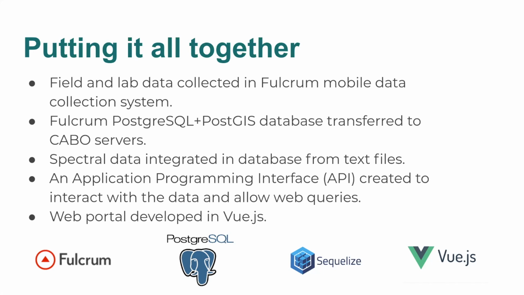So when I started putting together a framework or a structure to develop this portal, we had all these different forms available in Fulcrum, and then we quickly realized that it was possible to extract all the Fulcrum data to export into a relational database, such as Postgres and PostGIS. And then it was relatively straightforward to transfer all the data collected through the forms to the CABO server. And then I wrote a series of scripts that easily took all the spectral data that was available in a series of text files, and I was able to import this really easily into the database as well.